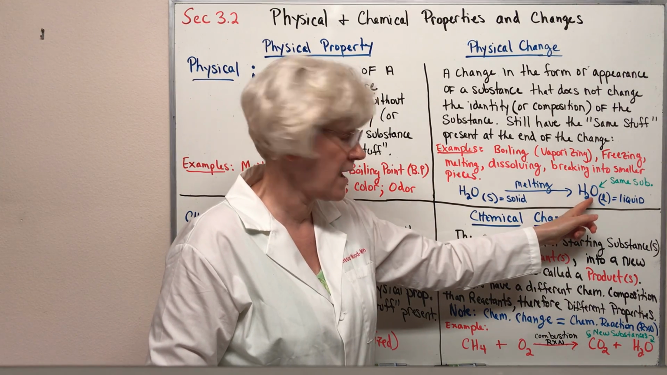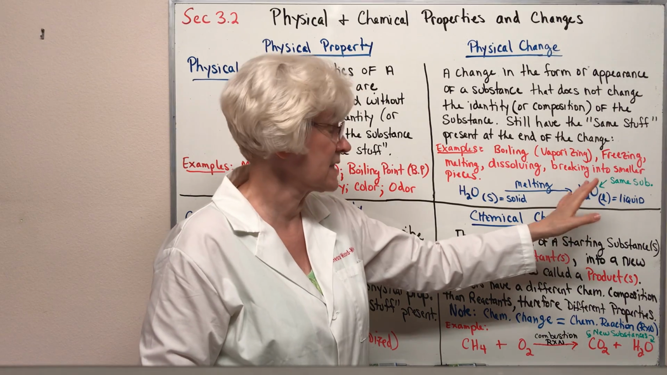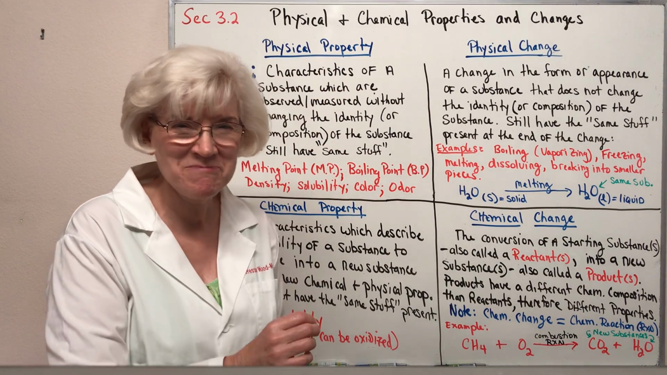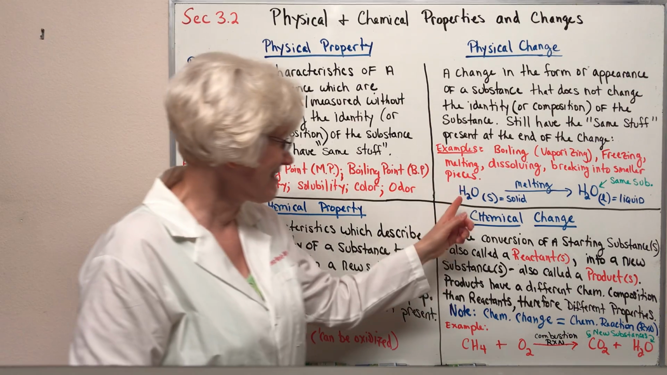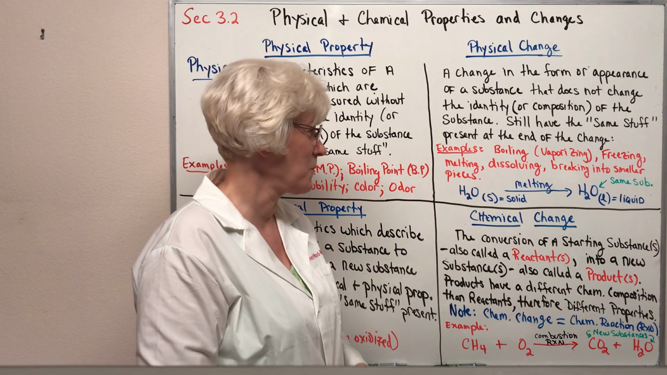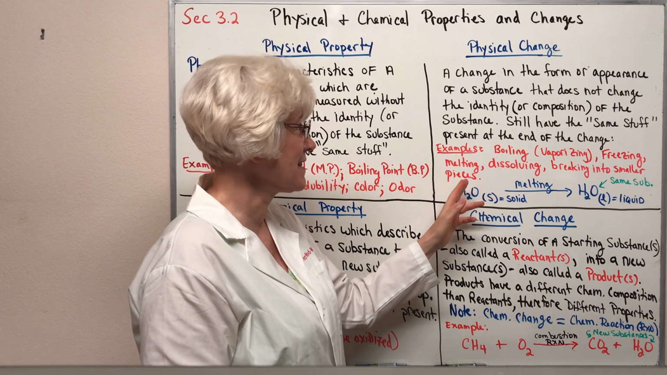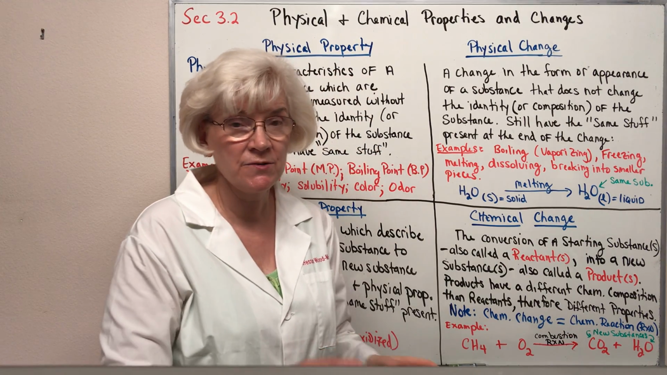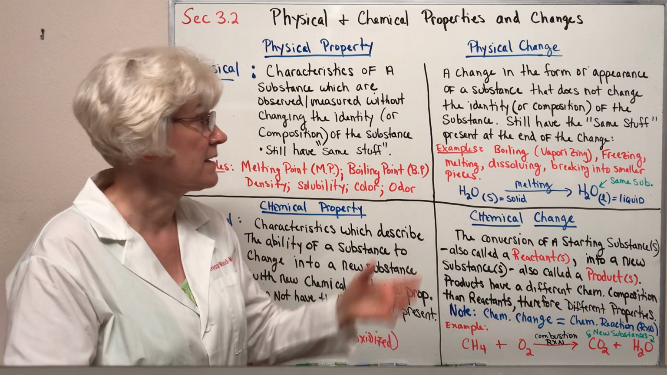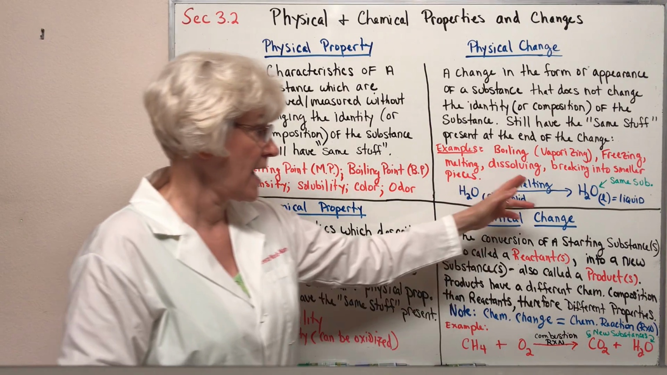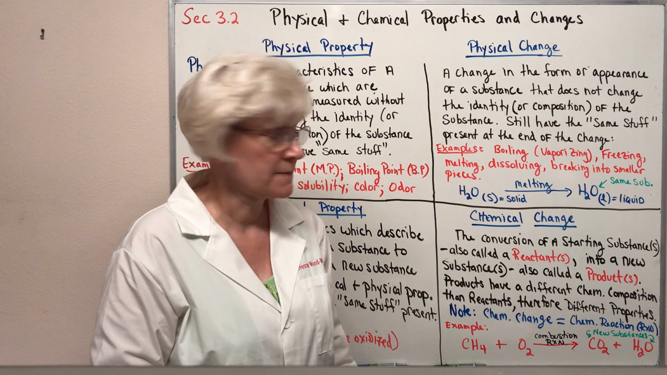You still have the same stuff, still have the same substance, I can say that. Still have the same composition, 2 hydrogen atoms bonded to 1 oxygen atom, present at the beginning of this change as you do at the end. You did not change the identity, just the form or appearance, but not the identity. And melting is an example of that.